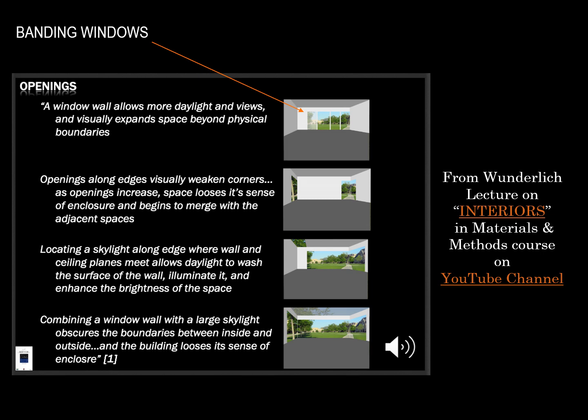So now this is from my interiors lecture on my YouTube channel. You can also find it in my architecture theory lectures. But the idea of openings and the banding of windows and the principle here involved. A window wall allows more daylight and views, and it visually expands space beyond the physical boundaries. And if you weaken the corner, it also opens up the house, so you can band and wrap around the corners. And so you can read on here of the principles involved.